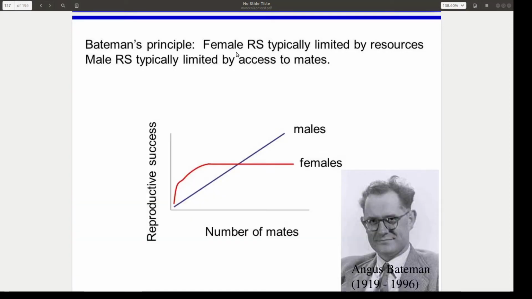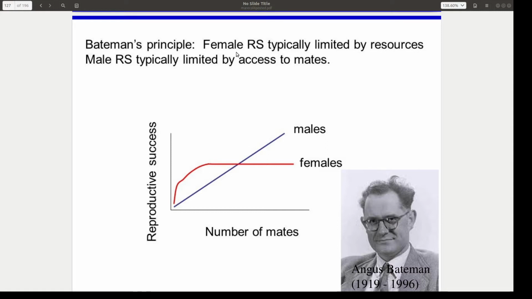And this asymmetry has a name. It's named after the first person who pointed it out and studied it, Angus Bateman. It's called Bateman's principle. And the principle is simply this: in most species, of course, not all, there is a tremendous amount of variability, but in most species, female reproductive success is typically limited by resources. Male reproductive success is typically limited by access to mates.